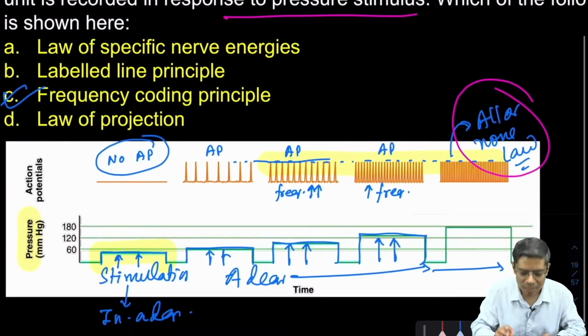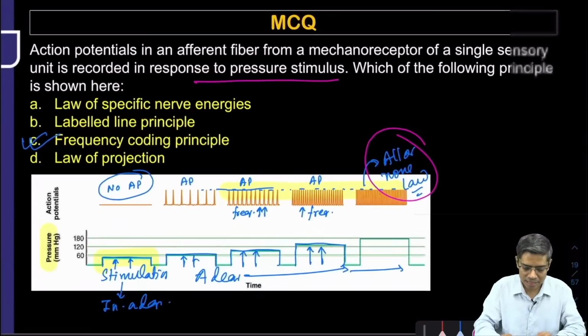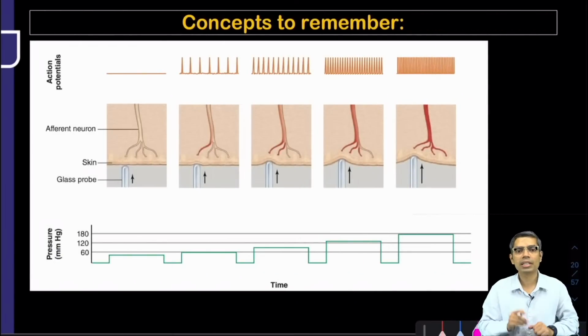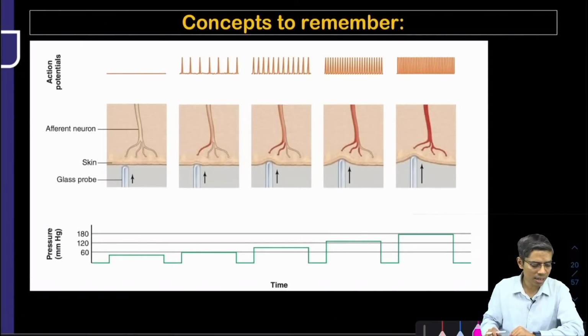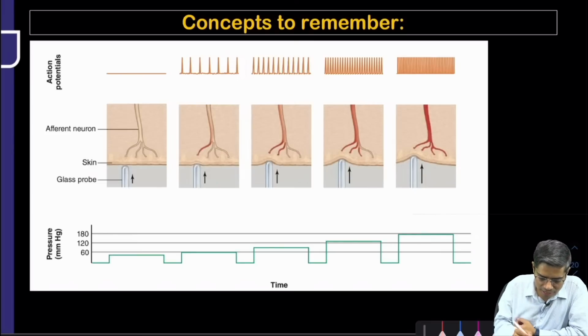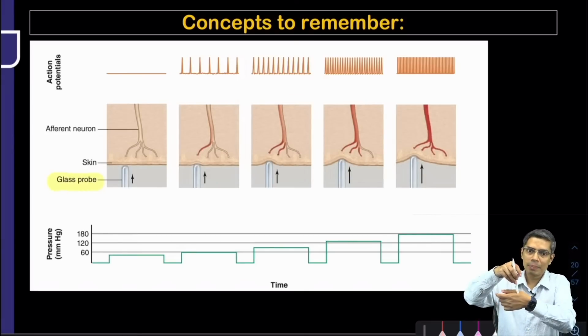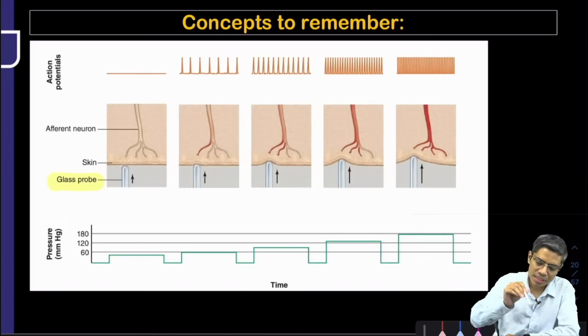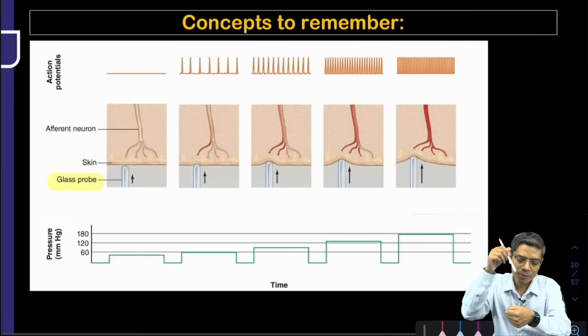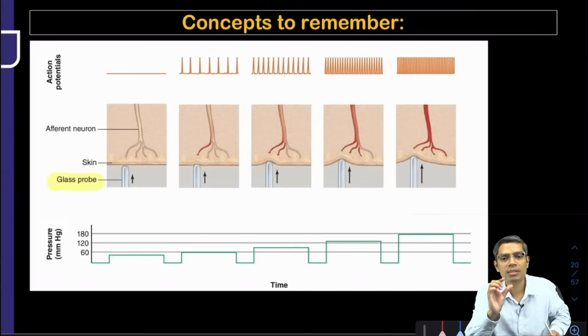But the phenomenon that is shown here is typically taken from Ganong, and this is the actual diagram. Look at the diagram once again, you will understand in a better manner. What is here? There is a glass probe, like this Apple pencil, which is pressing over your skin, and during this pressing I am measuring what pressure I am giving onto your skin.